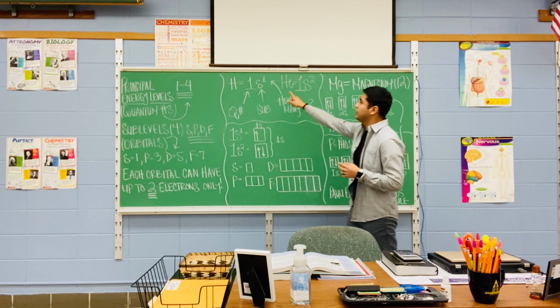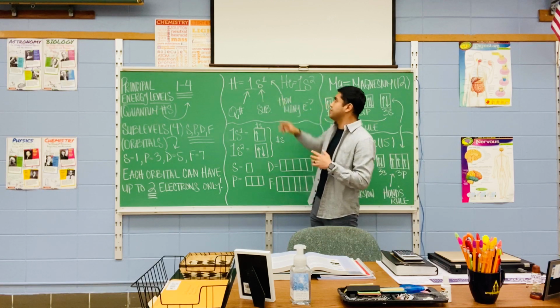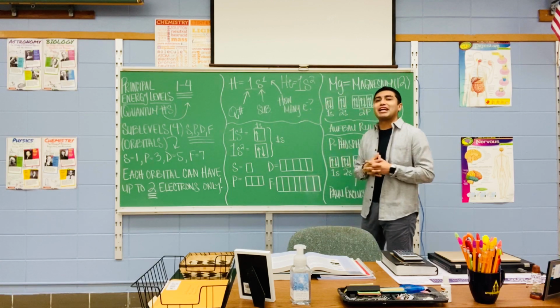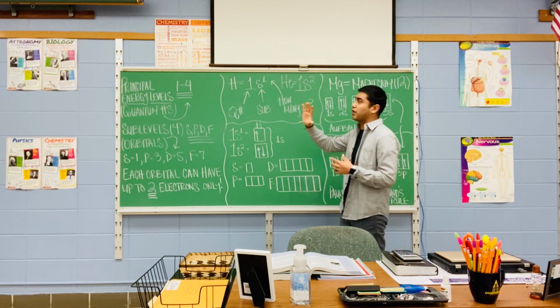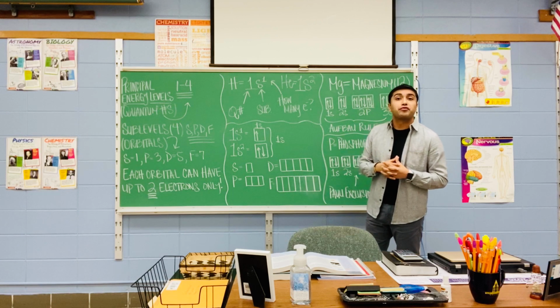Then the small number, continuing back to this, the small number will tell me how many electrons I have within that sublevel. So it's pretty simple. Remember yesterday we wrote out the configurations for the first 20 elements.